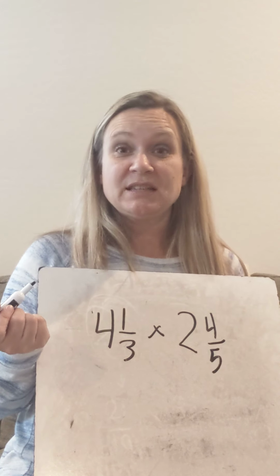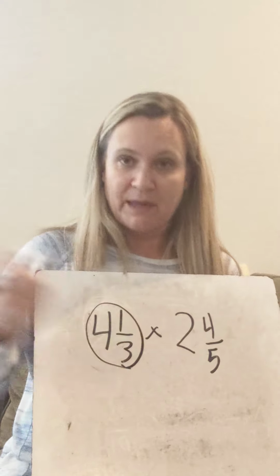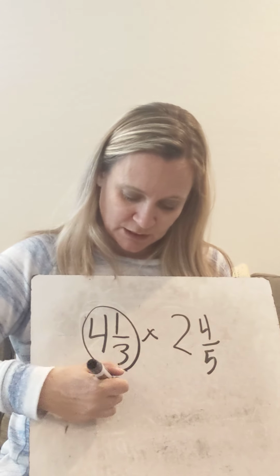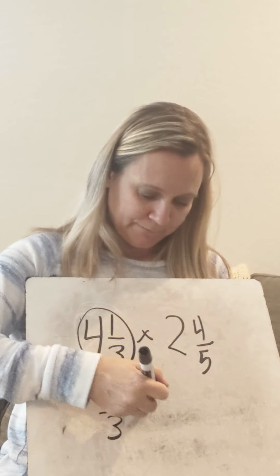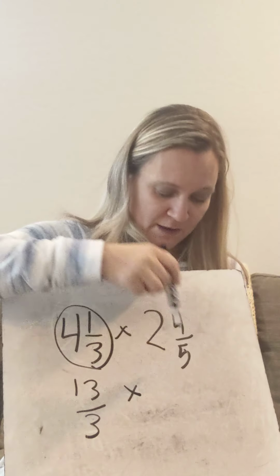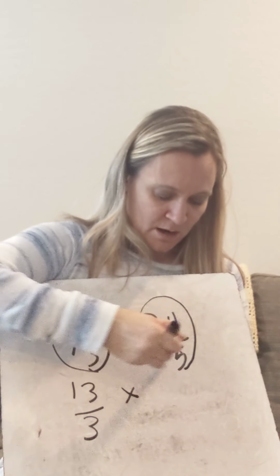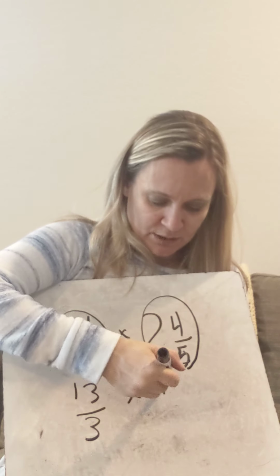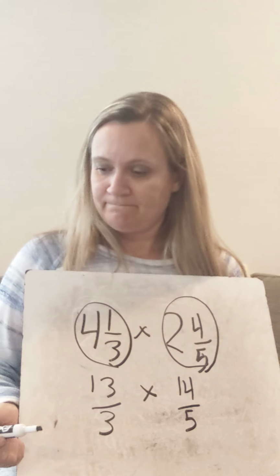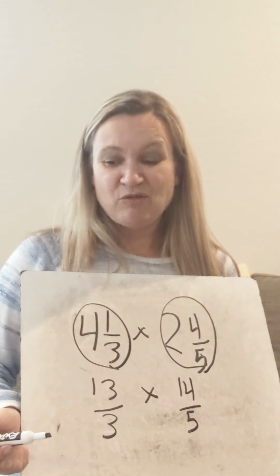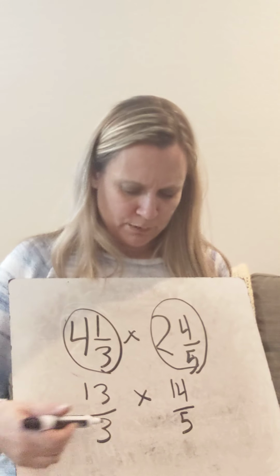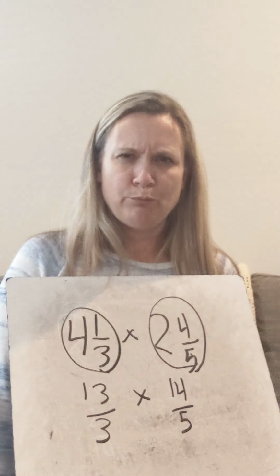I have to change these mixed numbers into improper fractions like I've been doing. So 3 times 4 is 12, plus 1 is 13. 13 over 3. Then I'm going to multiply by this mixed number. 5 times 2 is 10. 10 plus 4 is 14. So I end up with 14 over 5. Now I'm going to look to see if I can cross cancel. 13 and 5, nope. 3 and 14, nope.